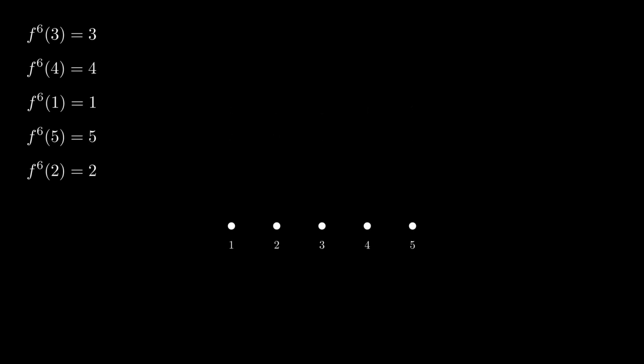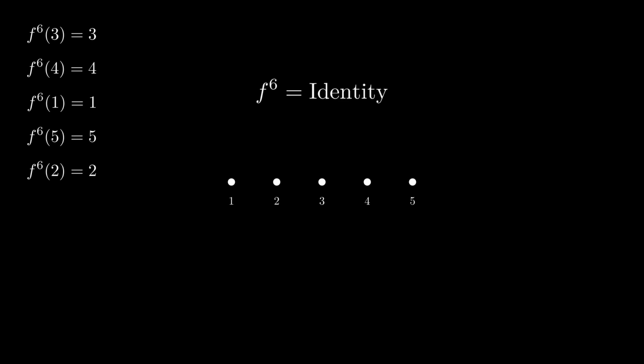We can see that something interesting just happened. All of the points are back in their original locations. When a function maps everything back to where it was initially, we say that it is the identity function. Now that we know all of that jargon, let's take a good look at the problem statement again.